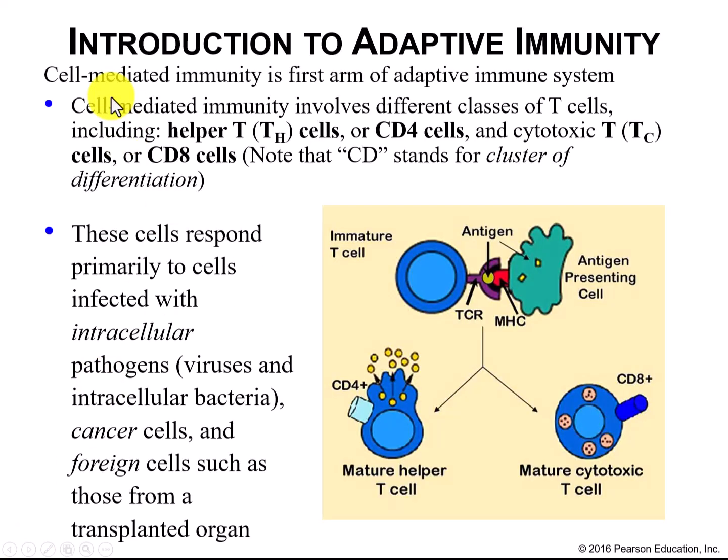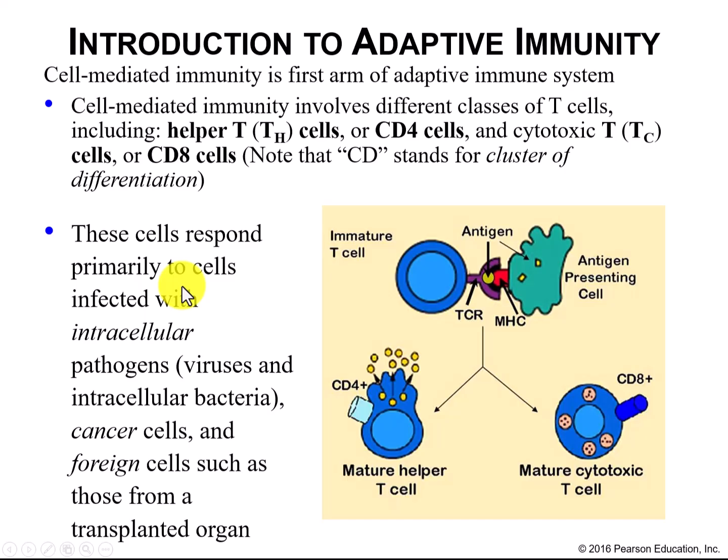So with our adaptive immune system, we have three main cells. We have our CD4 and our CD8 cells, which are lymphocytes. And then we have our B cells, which are also lymphocytes. So the T cells are going to be our cell-mediated immunity. The T helper cells will express CD4, a cluster of differentiation 4, and cytotoxic T cells express a CD8.